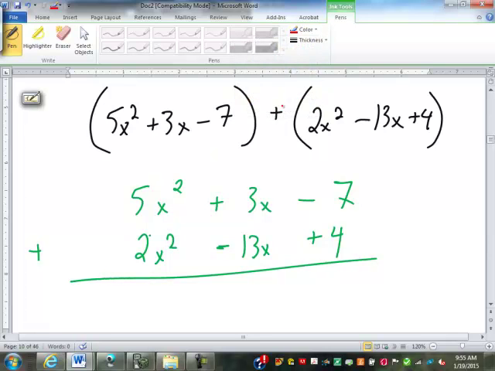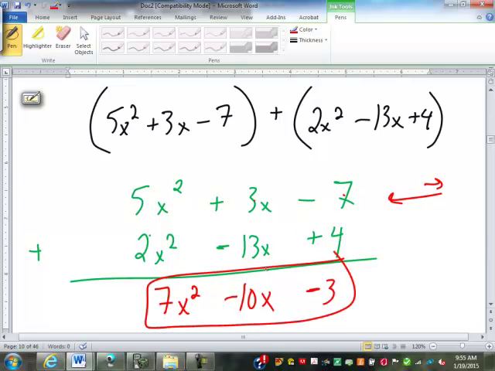Now we have to be a little careful because we have negatives in here. What's a negative 7 plus 4? Negative 3. 3 plus a negative 13? Negative 10. That's a negative 10x. And 5 plus 2 is 7x squared. And there it is. It's just like adding whole numbers.